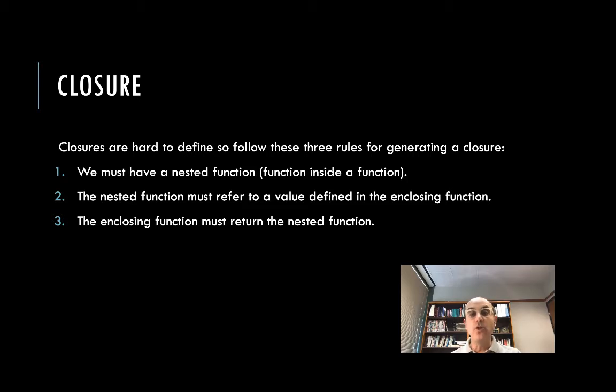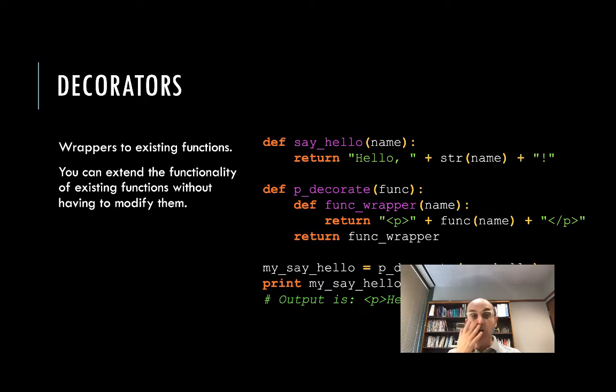Closure is another concept. There are three rules for generating a closure. We must have a nested function inside a function. The nested function must refer to a value defined in the enclosing function, and the enclosing function has to return the nested function. In order to illustrate that, I'm going to start with say_hello, which you all have experienced, and the string I'm going to say is the name.